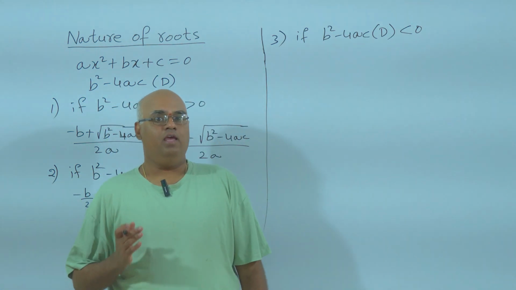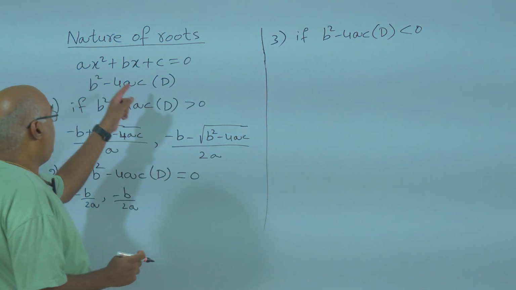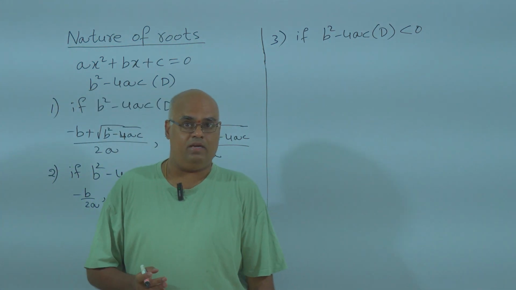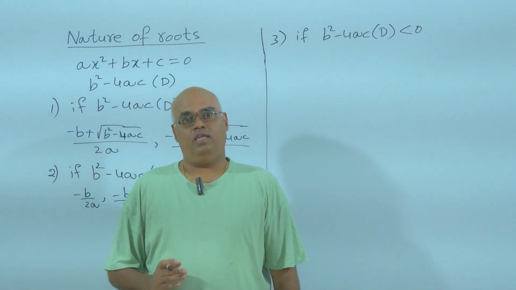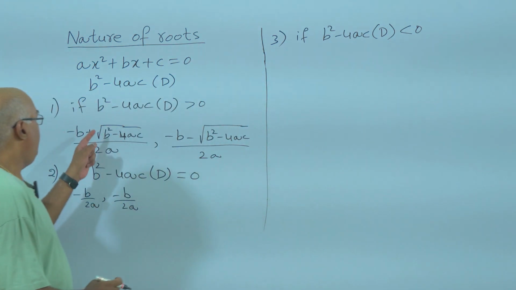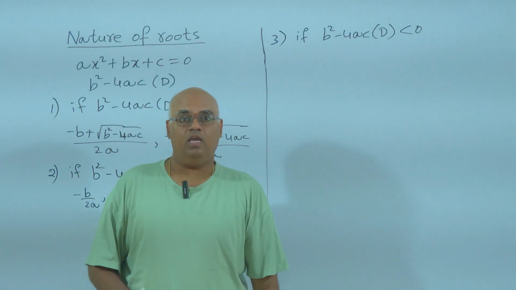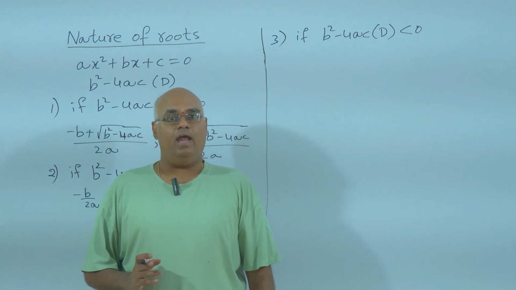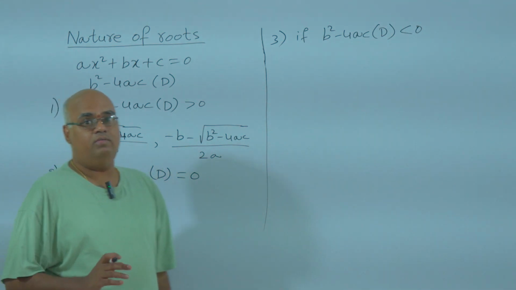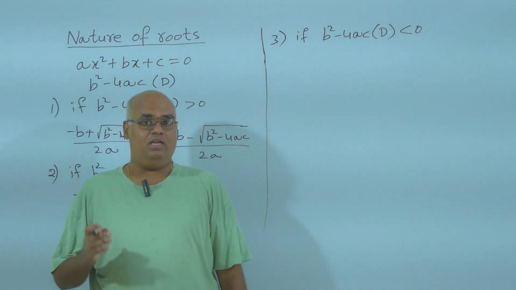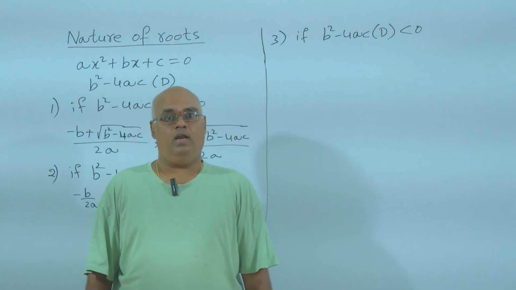So you will be given a quadratic equation. From the given quadratic equation, you find the values of a, b, c, then you find the discriminant. If the discriminant is greater than 0, then the roots will be real and distinct, and the two roots are given by minus b plus or minus under root b square minus 4ac, by 2a. If the discriminant is equal to 0, then two real and equal roots exist, given by minus b by 2a. And if the discriminant is negative, that is less than 0, then no real roots exist for the given quadratic equation.